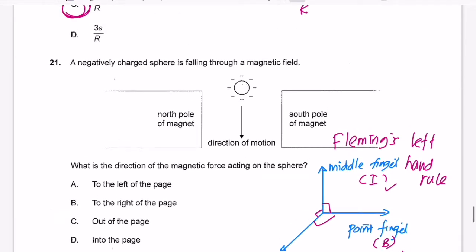Second thing we need to understand is, as this is a negatively charged object moving downwards, the current is opposite to the motion of a negative charge particle, so current is upwards. The magnetic field is always from north to south, right?